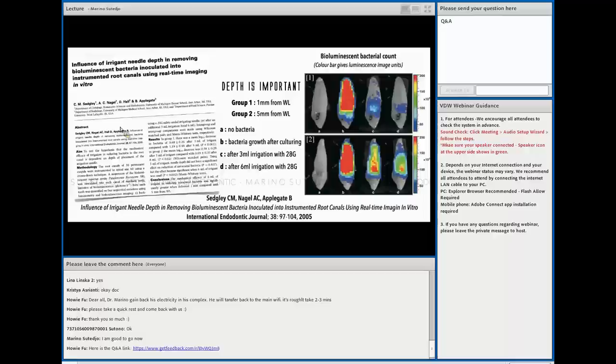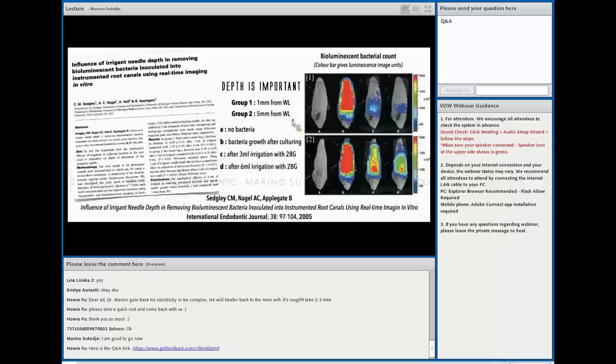And that is always important, because once again, this is also a journal from 2005 in which they conducted research using bioluminescence bacterial count. If you see here, the color indicates the number of bacteria. If the color goes red, it means the number of bacteria is high. If the color is blue, it means the number of bacteria is low. They divided the group into two groups. Group number one, they inserted their irrigation needle up to 1 millimeter from the working length. And group number two, they inserted their irrigation needle 5 millimeter from the working length.